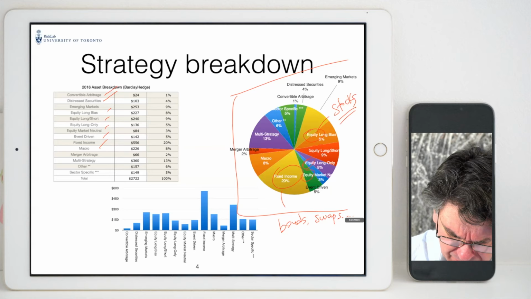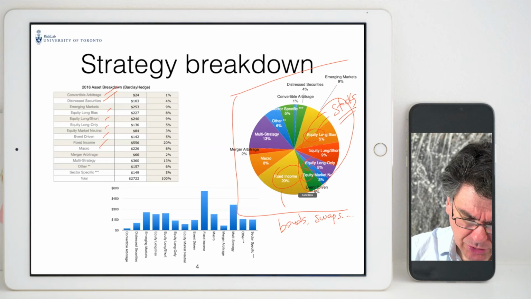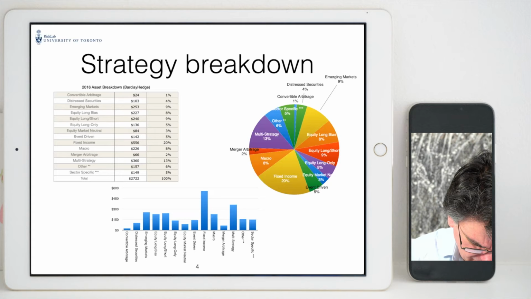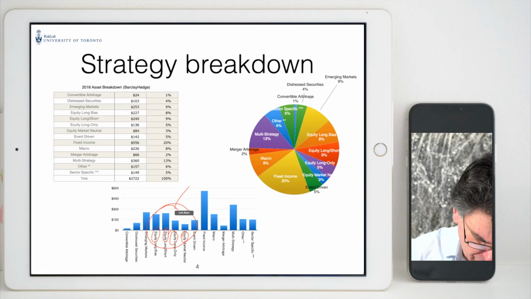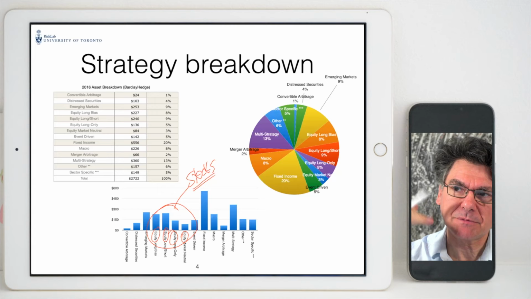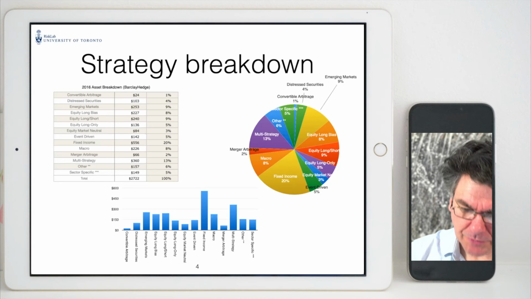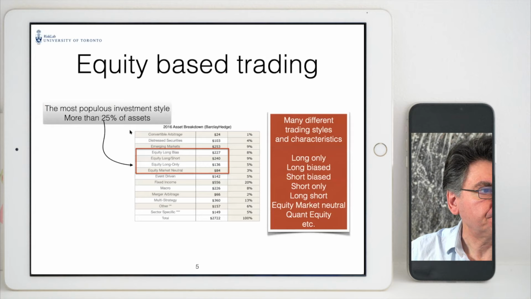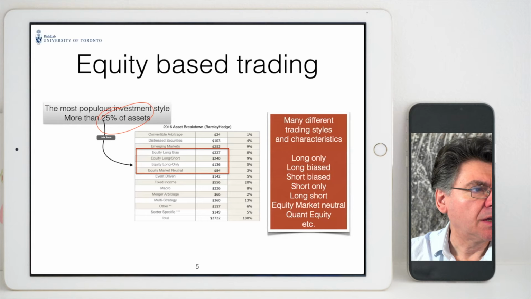And what I mean by looking at this is that stocks is the majority, the dominant style. See, equity. Okay, all of these are stocks. So because of that, we're going to start with stocks today. I want to start talking about stocks. I will talk about trading bonds and trading other things in other lectures. We're going to start focusing on stocks. More than 25% of all the assets are in stock-related strategies.